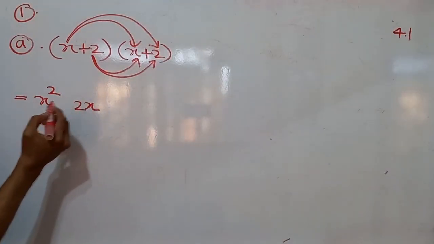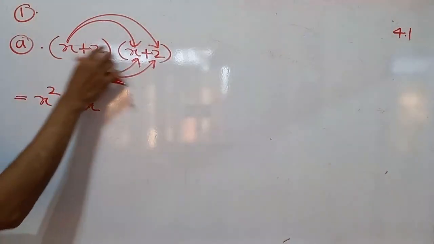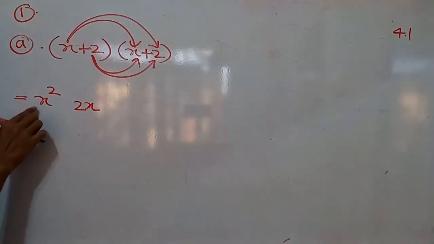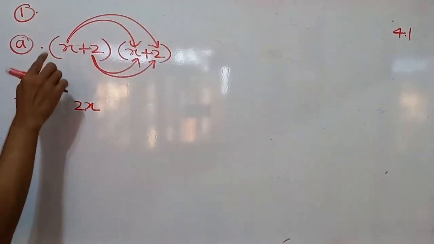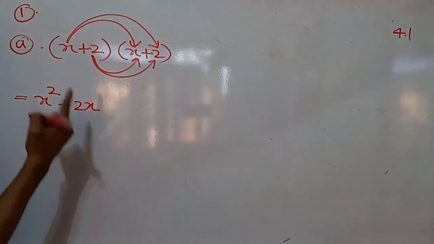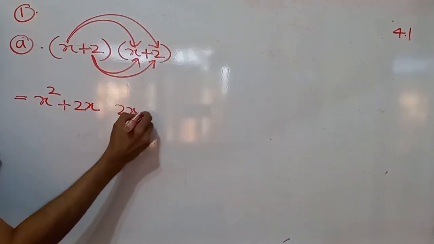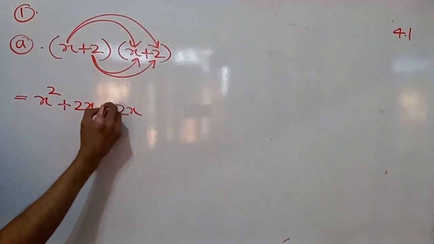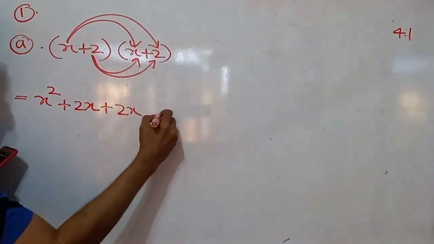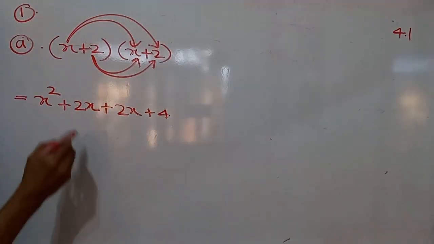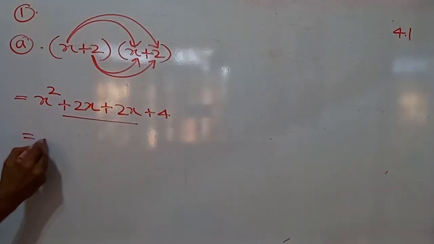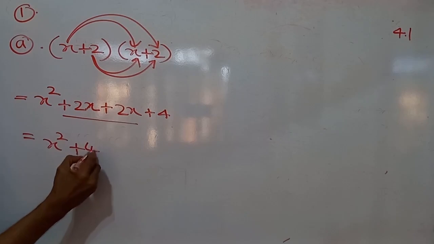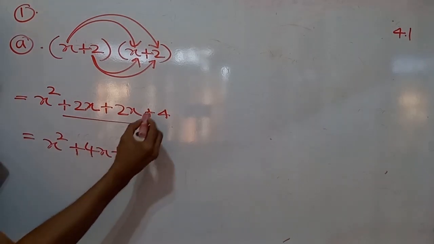Right? So x into x, x squared, that is positive. X into 2, that is 2x, that is also positive. 2 into x, that is 2x. Positive into positive, that is positive. 2 into 2, that is 4. That's a positive 4. Now we have two like terms. So x squared plus 4x plus 4.